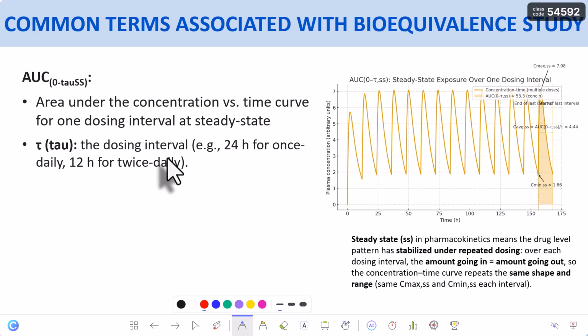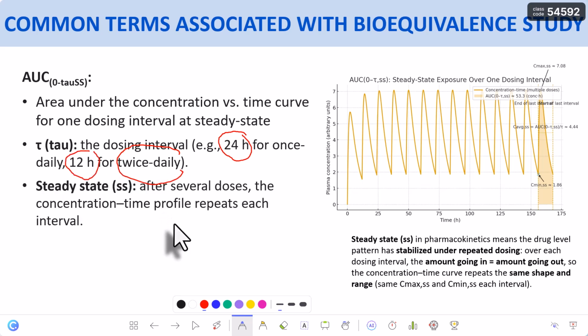Tau is the dosing interval. For example, if the dose is administered every 24 hours, then tau becomes 24 hours. Or if it is twice in a day, then the tau becomes 12 hours. And steady state is nothing but, after several doses, the concentration time profile repeats each interval. So maybe you can think about the third dose onward, the Cmax and the concentration of drug substance almost looks similar.